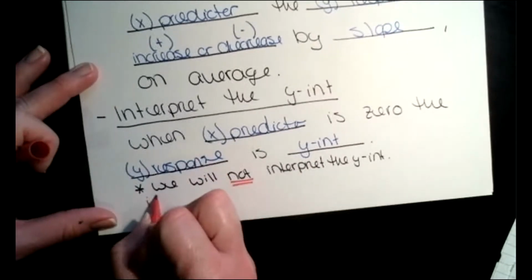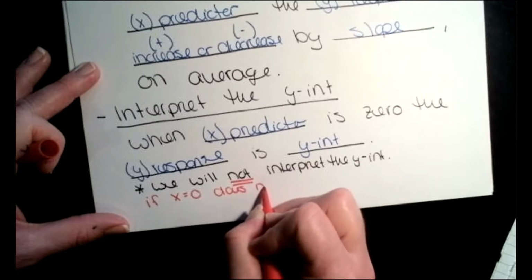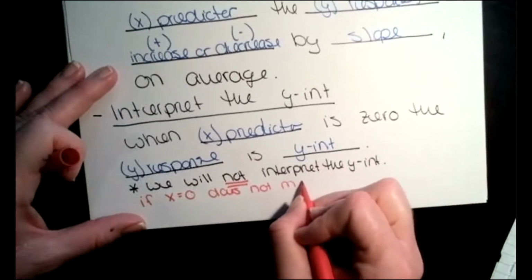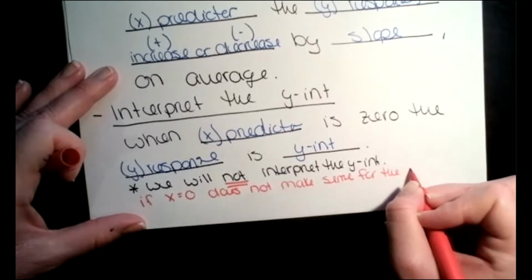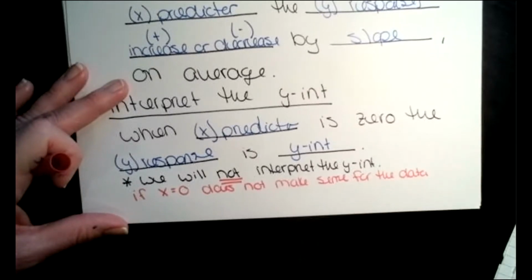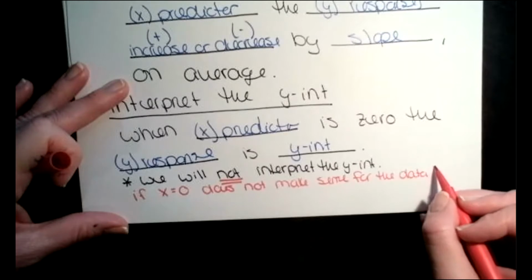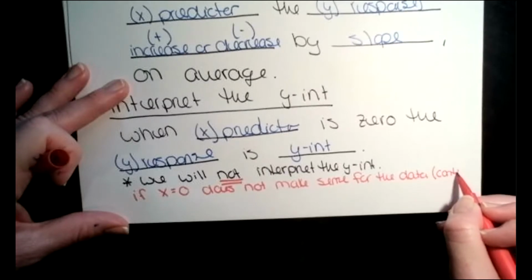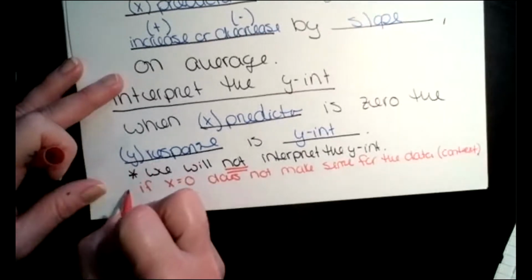So one, if X equals 0 does not make sense for the data or context. So if we're talking about our X being height, someone being 0 inches tall does not make sense. It's not necessarily just the data, it's the context, like what we're actually talking about, right? So then we're not going to interpret a y-intercept because that would be X equals 0 and it doesn't make sense. So it would be one scenario.